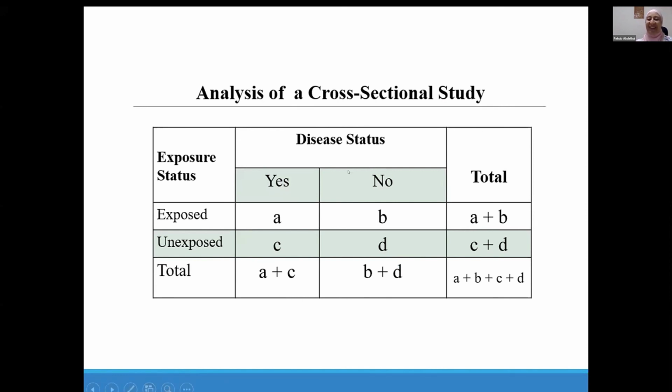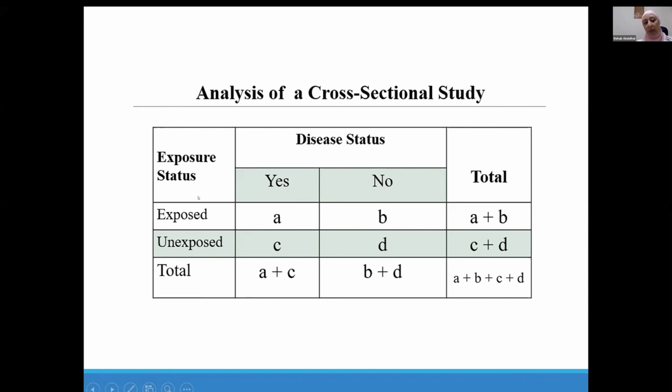So, in any study, we have our 2x2 table. This is the disease status. We have people with the disease and people without the disease. And the totals would be the total of A plus C, all people with the disease, and people without the disease would be the B plus D total.